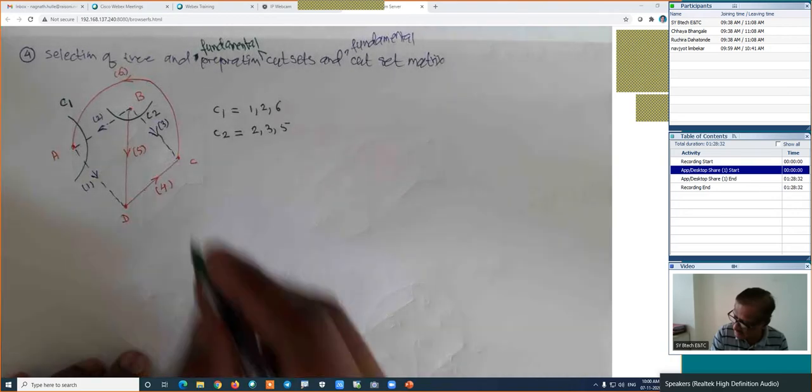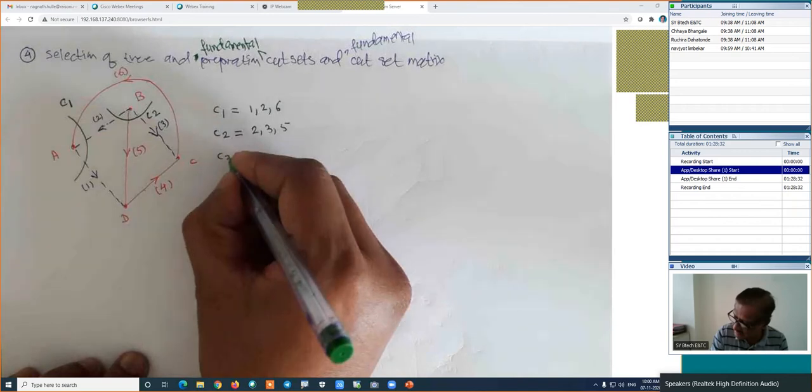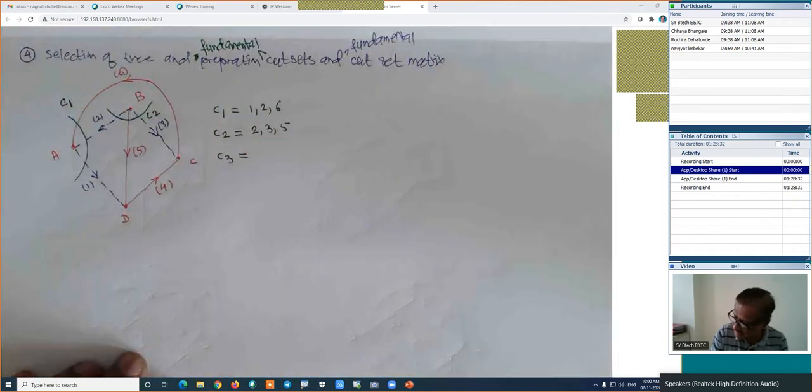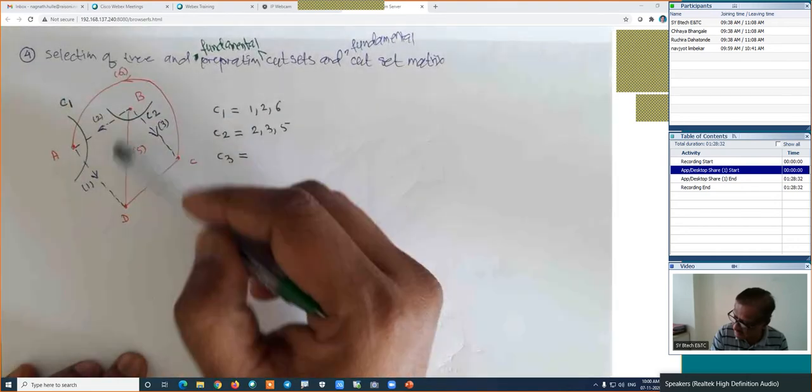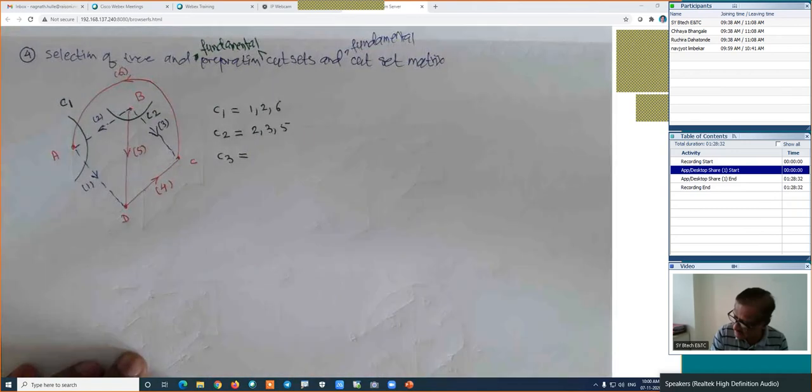Now look at how the third cut set will be. I am expecting the answers from your side for cut set number 3, because the number of cut sets is equal to the number of tree branches. How many branches do we have for the tree? 3. This is the first branch, this is the second, and this will be the third. These are the 3 branches we have. That's why we have 3 cut sets here.